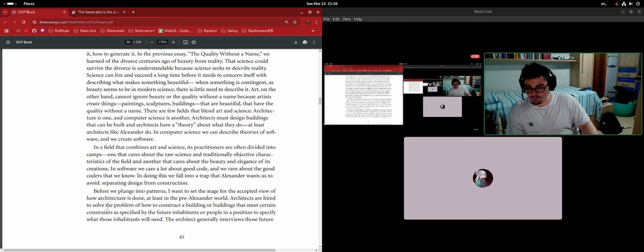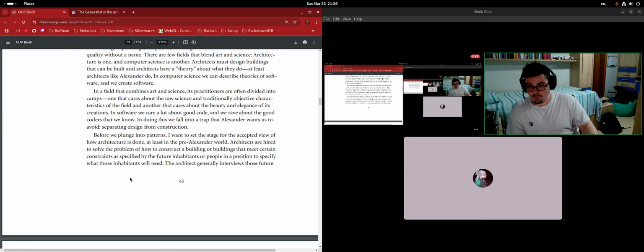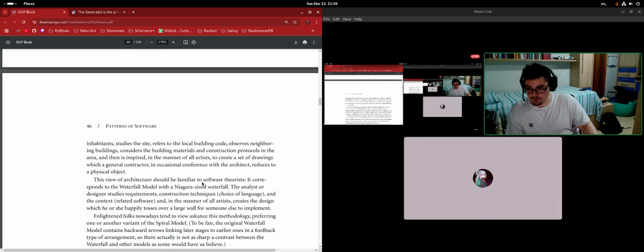Architects are hired to solve the problem of how to construct a building or buildings that meet certain constraints, as specified by the future inhabitants or people in a position to specify what those inhabitants will need. The architect generally interviews those future inhabitants, studies the site, refers to the local building code, observes neighborhood buildings, considers the building materials and construction protocols in the area, and then is inspired, in the manner of all artists, to create a set of drawings which a general contractor, in occasional conference with the architect, reduces to a physical object.